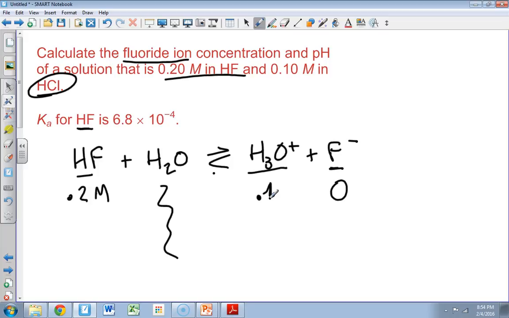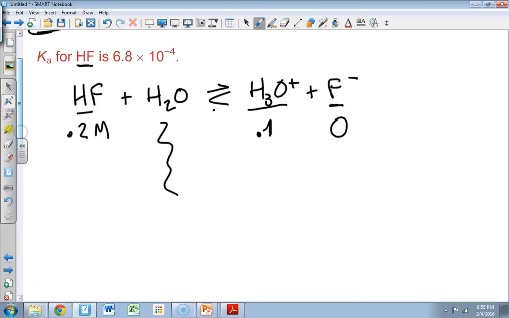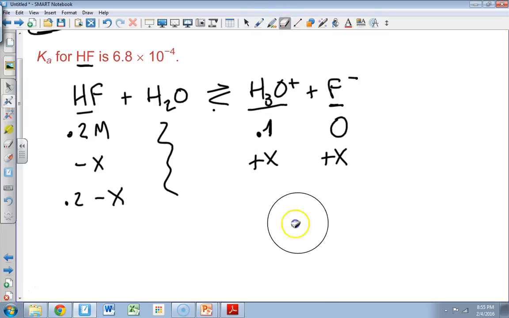Now we do our chemistry. We know that this is still going to shift this way because there's a 0 over here, so this is still going to be minus x, plus x, plus x. So this is going to be 0.2 minus x, this is going to be 0.1 plus x, and this is going to be x. So we'll do our ICE.